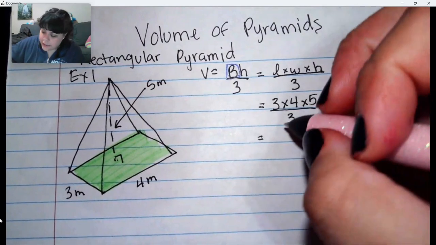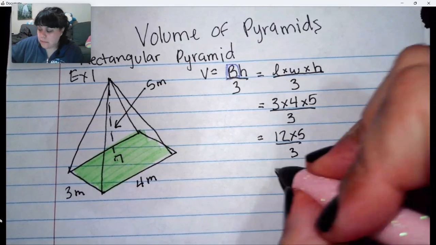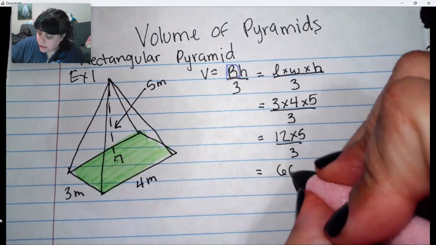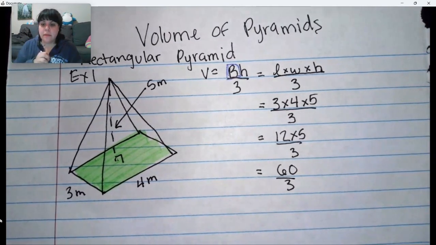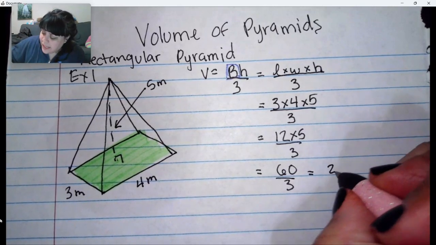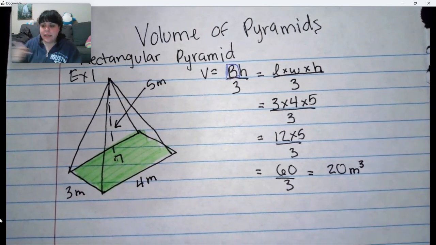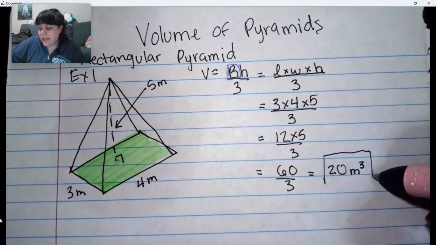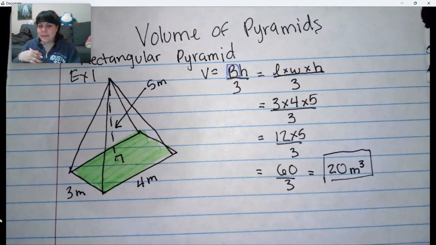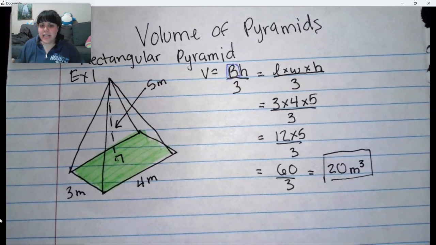Okay, so let's do the math. I know that 3 times 4 is 12. Everything else stays the same. And 12 times 5 is 60, divided by 3. Then I just have to divide 60 by 3, which will give me 20. And we're still in volume, so meters cubed. So the volume of this pyramid is 20 meters cubed. It's the same thing; the only thing that's different is the dividing by 3. Okay, so that was our first example.